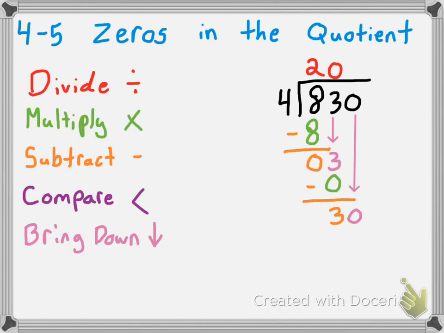Now I have 30 divided by 4. 30 divided by 4 is 7. Multiply 4 times 7, 28. Subtract. I have to regroup. So I have 10 minus 8, which is 2, and 2 minus 2, which is 0. There's nothing left to bring down. The 2 is smaller than the 4, so I am done with 207, remainder 2.